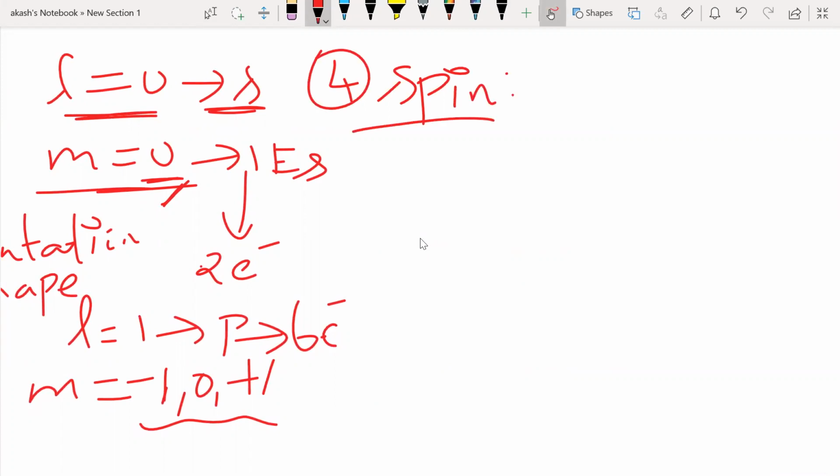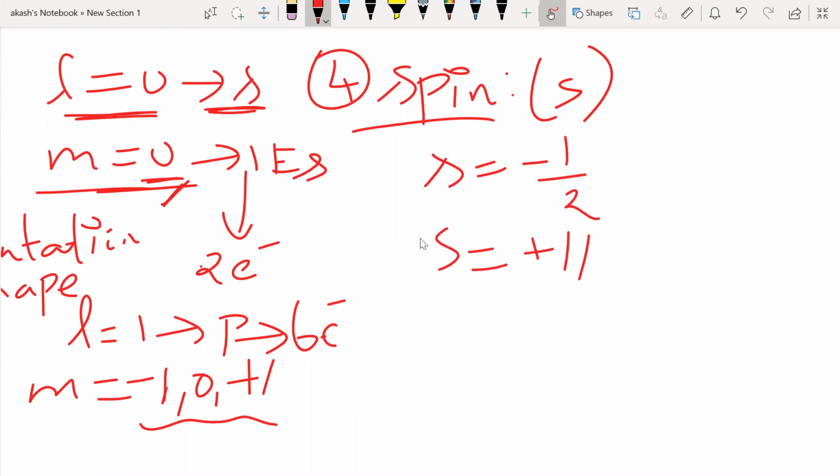Right, so as the name tells you, it is going to talk about the direction of the spin. Obviously, there can be only two possible directions. One is going to be anti-clockwise, another would be clockwise. So S can take only 2 values, say -half and +half.